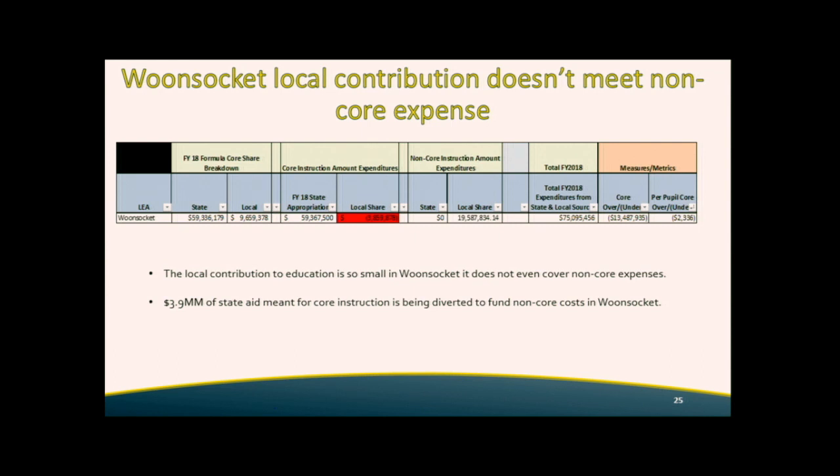In addition to looking at those communities, you'll recall that on the core expenses, there's a state share. The state helps and pays the core expenses. Non-core expenses are supposed to be 100% paid with local resources. There was one community in the state where the local share was not even enough to cover the non-core expenses, and so in the city of Woonsocket's case, $3.9 million of the state money meant for core is actually being diverted and spent on non-core expenses.